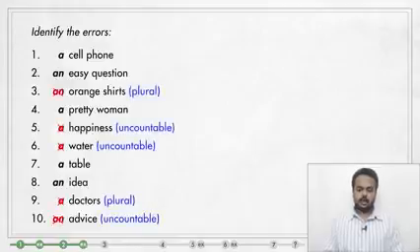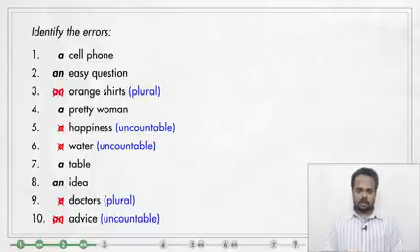Okay, here are the answers. Number 3 is wrong because shirts is a plural and you cannot use a or an before a plural noun. Number 5 is wrong because happiness is uncountable. So again, a or an cannot be used there. The same goes for number 6. Water is uncountable. Number 9 is wrong because doctors is a plural. You can say a doctor, but not a doctors. And finally, in number 10, advice is an uncountable noun. So you cannot ask for an advice.